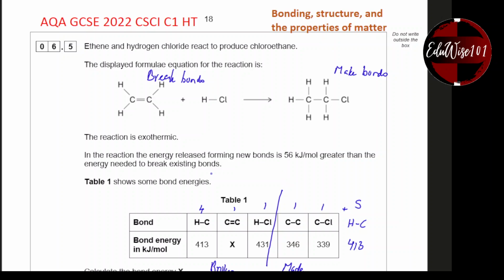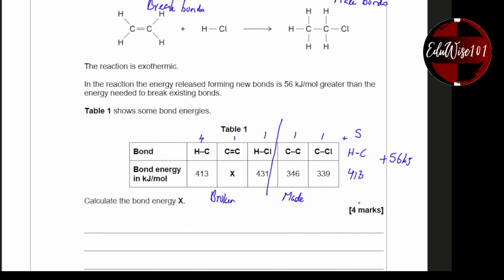So the energy, what they're saying in the reaction, the energy released forming new bonds is 56 kilojoules greater. So 56 kilojoules greater, this is also in kilojoules. So this total amount of energy is equal to that. So we need to find the missing value of X. So let's do this calculation separately.